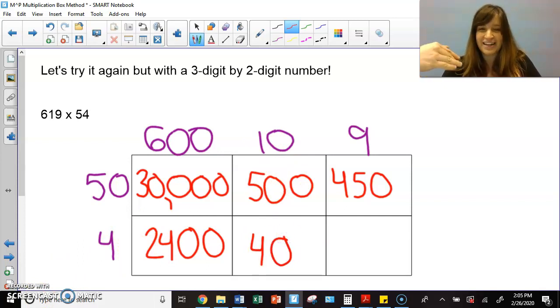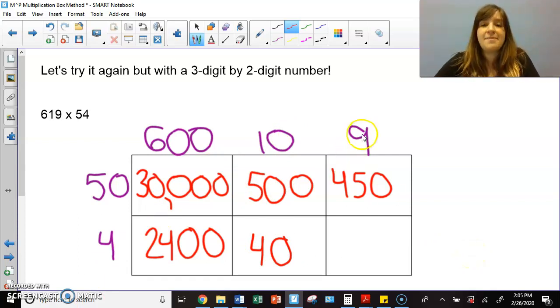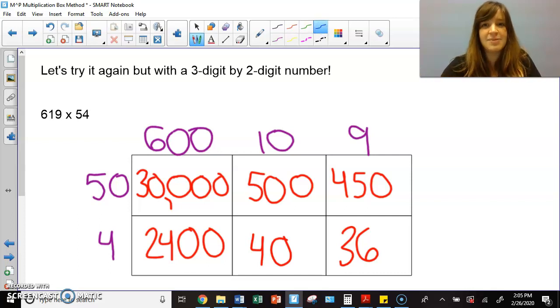But when I think about it in a different way, I know that 4 times 1 is 4. And then I put a 0, so it's equal to 40. So it's just two different ways of thinking. So now in my last box, I have 4 times 9. 4 times 9 is 36. There aren't any zeros after it, so I do not need to add any to my number.